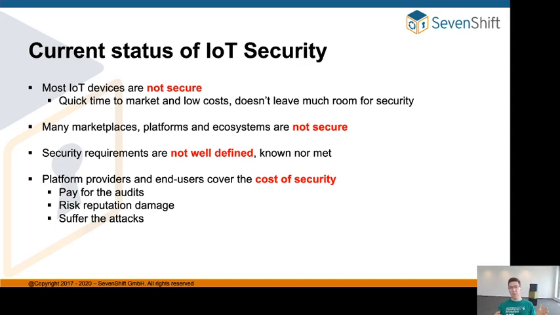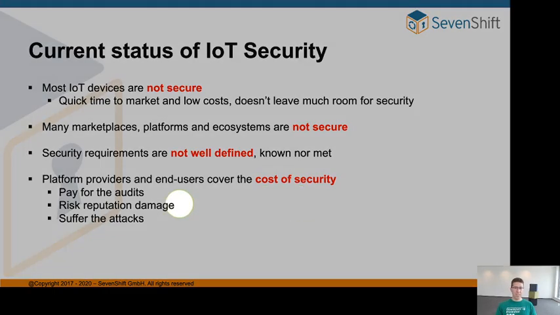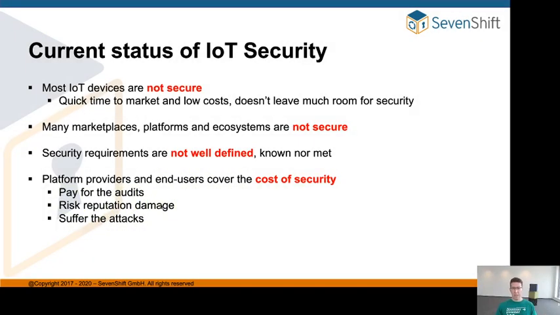In many cases, platform providers and end users are actually carrying the cost of security. If a big mobile provider has someone get hacked on the devices they sell, they're going to suffer reputation damage, and since they don't want that, they contract people like us to do the testing for them instead of the vendors designing and delivering a secure product. And the end users pay for the attacks with their data, or hopefully only their data and not something physically happening in their homes and their environments.